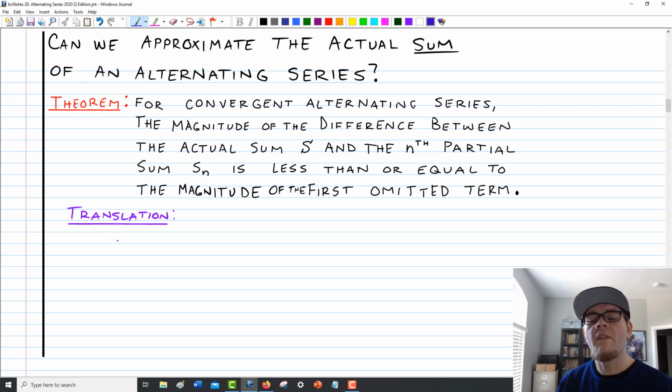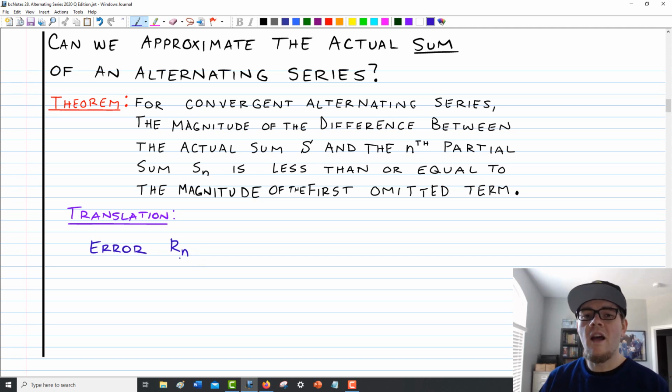They're talking about something called the error. It doesn't say the word error at all in that theorem, but they're really talking about the error, so I'm just going to call it what it is. I want to make sure I use the symbols correctly here. Our error we're going to call r sub n. The reason there's an r, not an e, is that r stands for remainder. Some people like to call this a remainder instead. It's equal to the magnitude of the difference between the actual sum of the series and the nth partial sum.